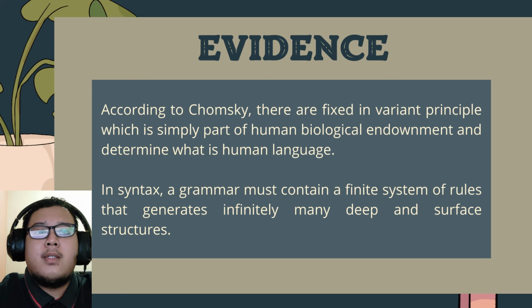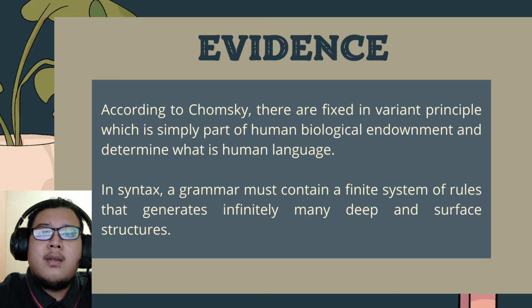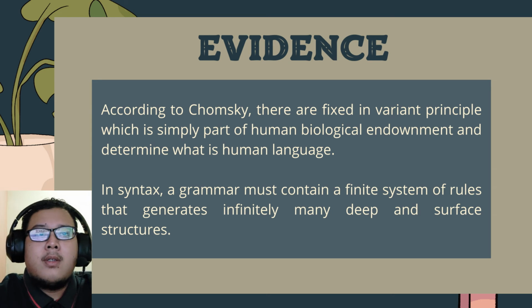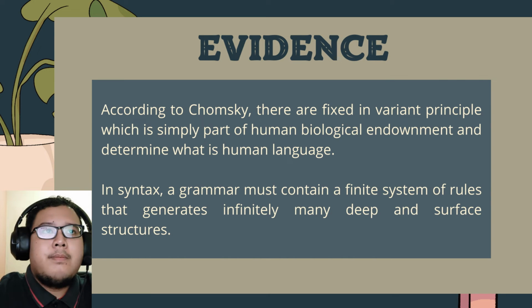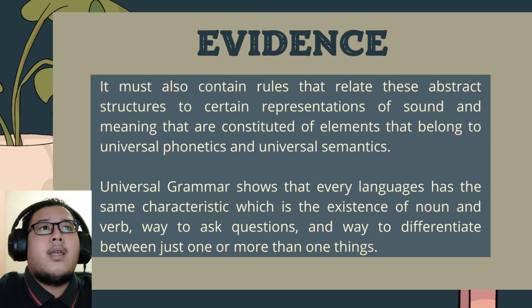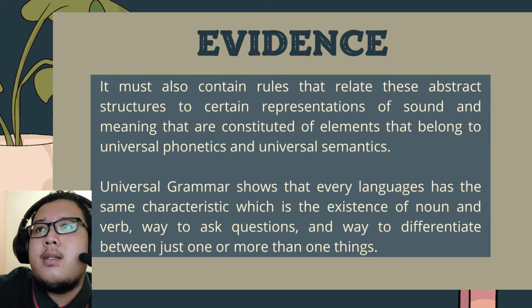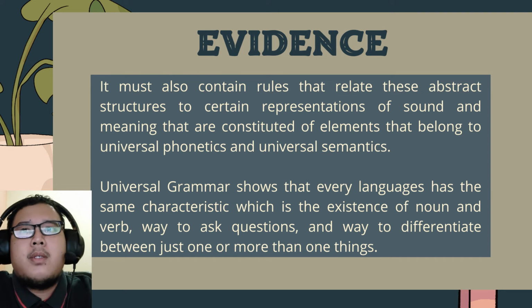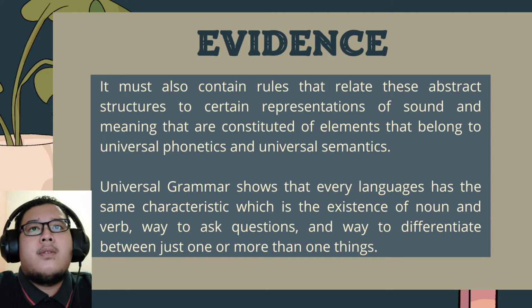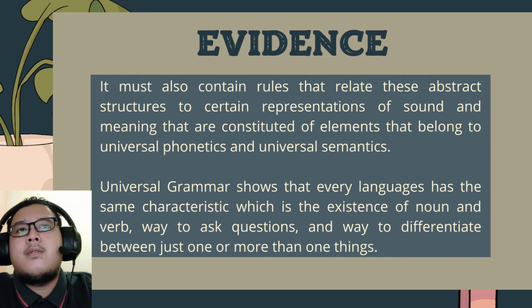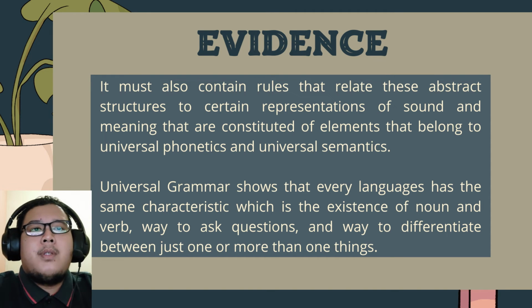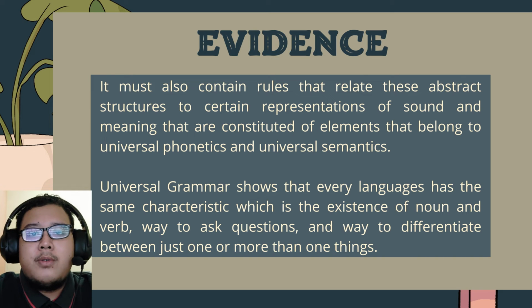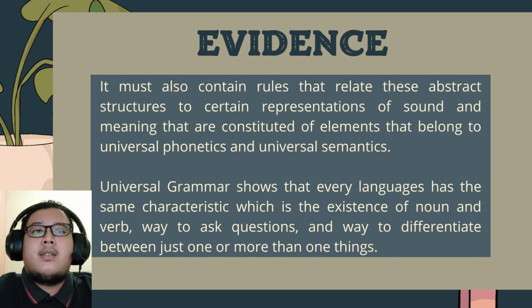Let's move on. In syntax, a grammar must contain a finite system of rules that generate infinitely many deep and surface structures. It must also contain rules that relate these abstract structures to certain representations of sound and meaning that are constituted of elements that belong to universal phonetic and universal semantic.